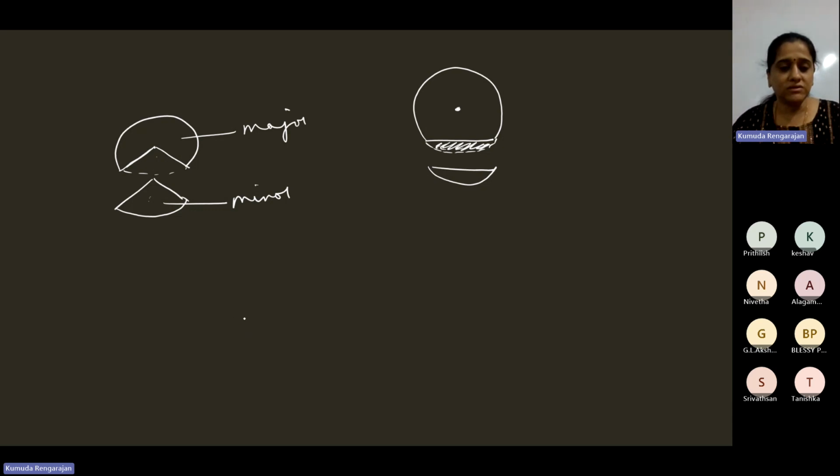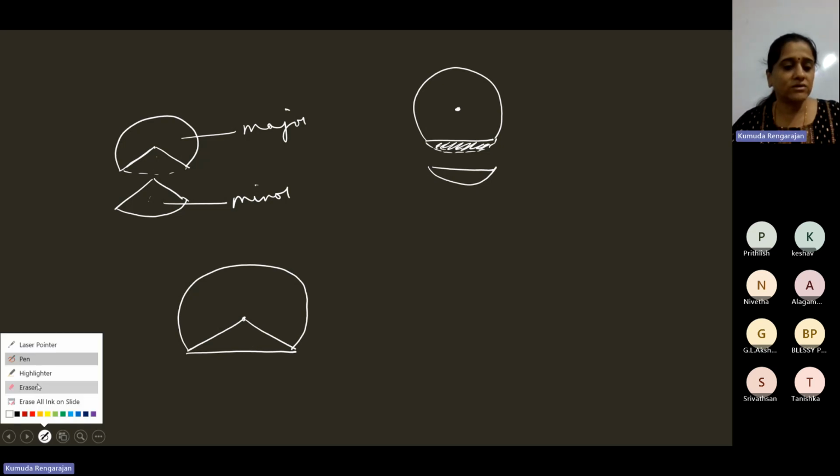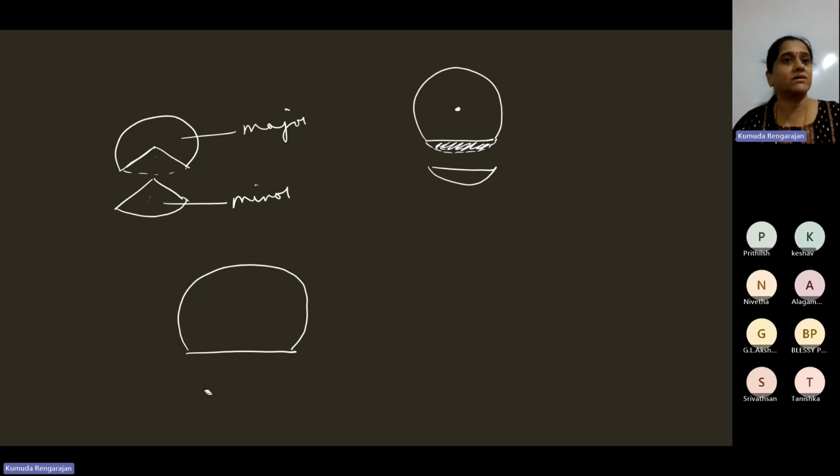So, see, this is the major sector. To that, you add the triangle. This now, this full thing, is the major segment. Erase this one. This is the major segment. So what is inside the major segment? Inside the major segment is a major sector and a triangle.